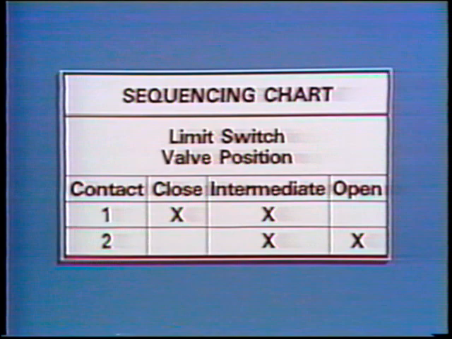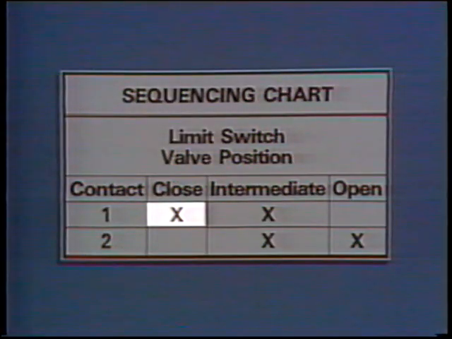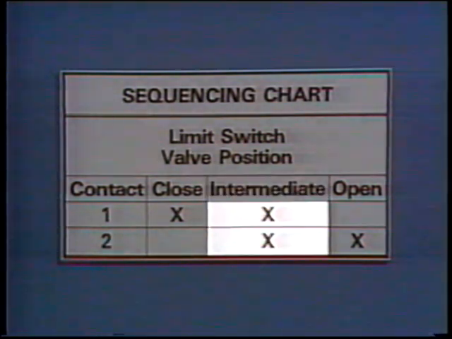This sequencing chart uses the letter X to show that contact 1 is closed when the valve is fully closed. Contact 2 is closed when the valve is fully open. Notice on the sequencing chart that there is a column for the intermediate position of the valve. The intermediate column indicates what position the contacts are in when the valve is neither fully open nor fully closed. The intermediate column of this sequencing chart shows that both contacts are closed when the valve is in an intermediate position.